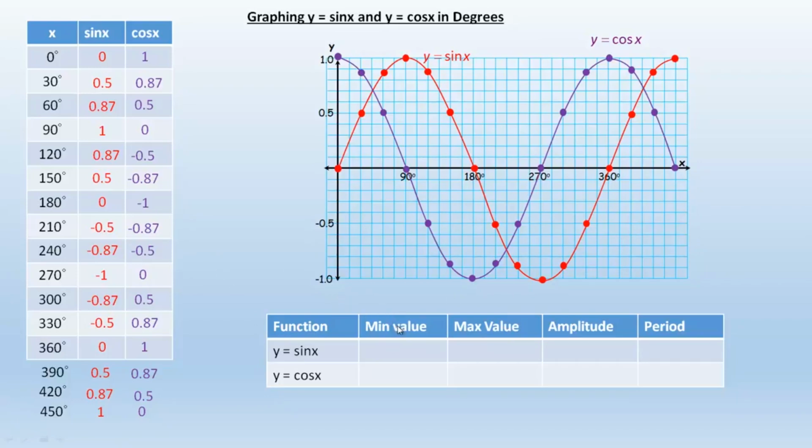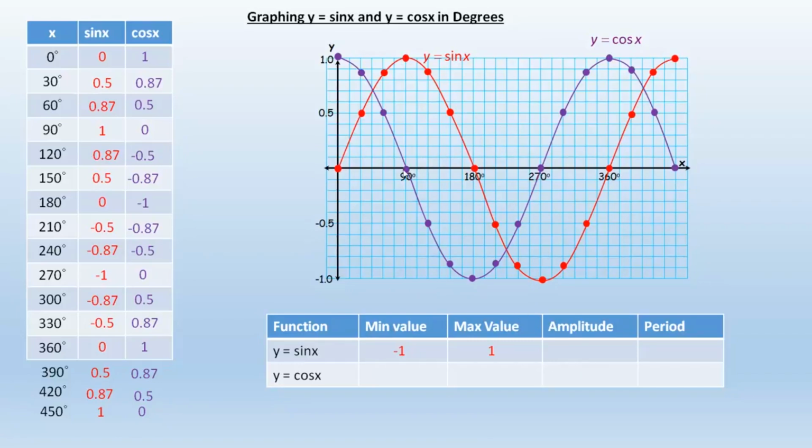Now, we're going to talk about the minimum, maximum value, the highest value, lowest value, the amplitude, I'll discuss that in a minute, and the period, the length of a cycle. So the minimum value is -1 for the sine graph. The lowest value it possibly gets here is at -1. And the maximum value is +1. It's +1 there. It would be +1 here.